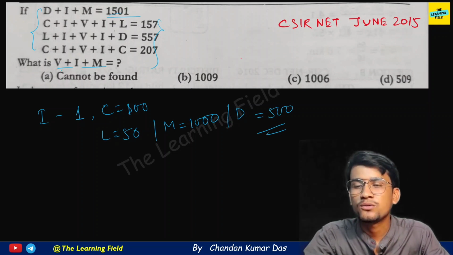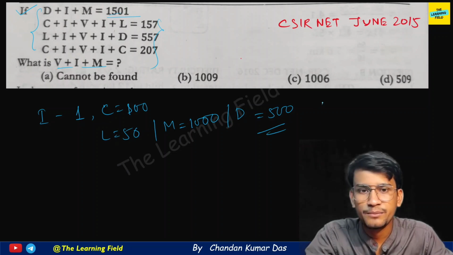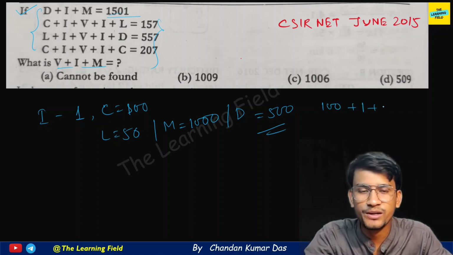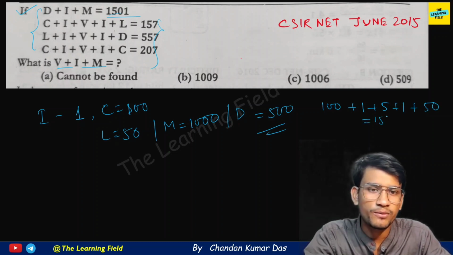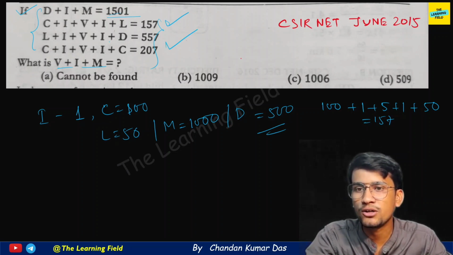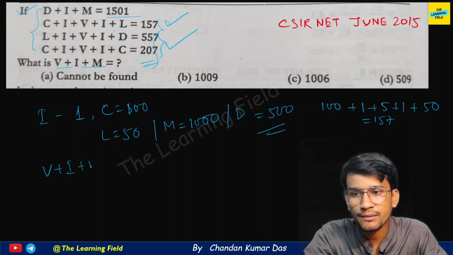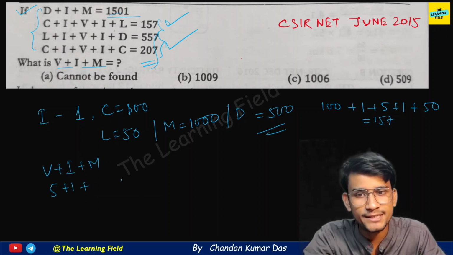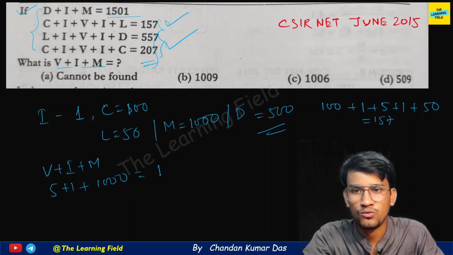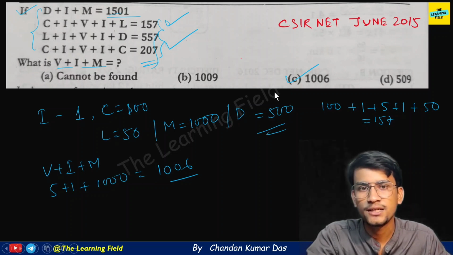Okay, now if we see the first condition, C means 100 plus I means 1 plus V means 5 plus 1 plus L means 50, which is equal to 157. That means condition 1 is satisfied. Similarly, you can also see 557 and 207 are also satisfied. So we have to find the value of V plus I plus M. That means 5 plus 1 plus M means 1000, which is 1006. Option C is the correct one. Okay, very easy question. Now going to the next one.